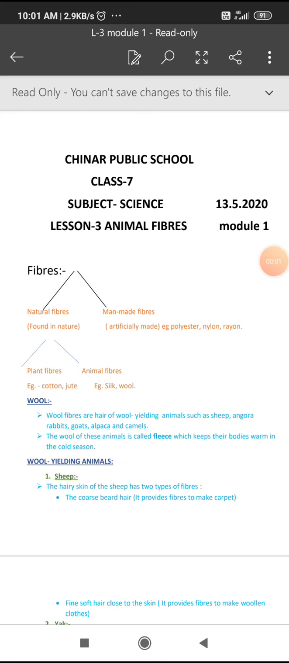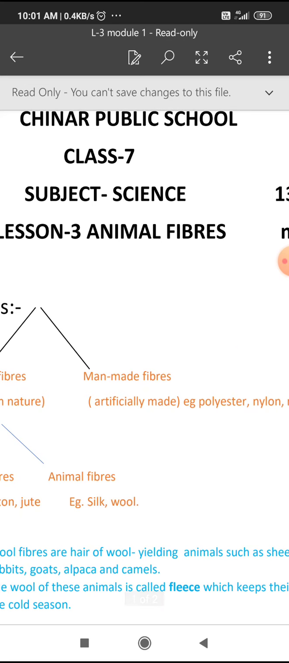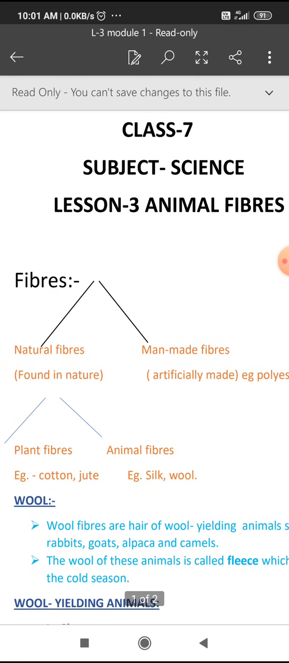Hello students, today we will be starting the new chapter, Animal Fibers, lesson number 3, the first module. We have already read in class 6 that fibers are of two types, natural fibers and man-made fibers. Natural fibers are those fibers which are found in nature. They are again of two types, plant fibers and animal fibers.